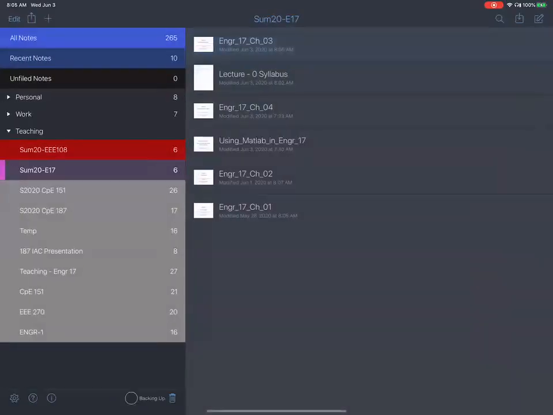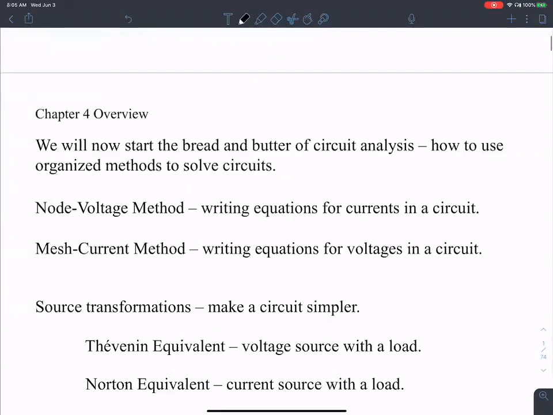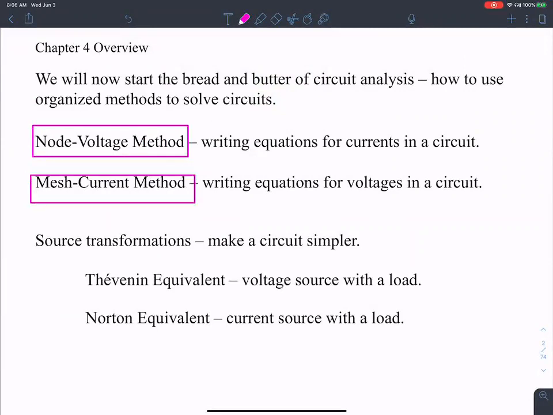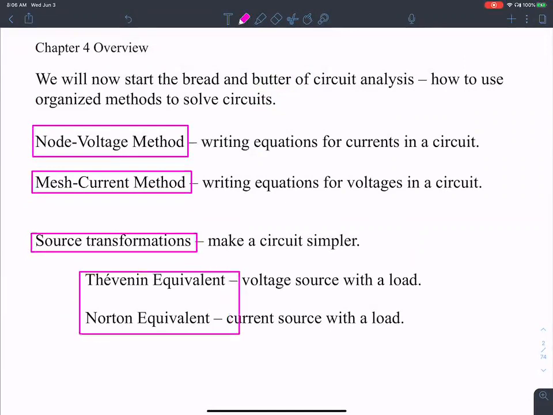I mentioned that this course is all about giving you different techniques for circuit analysis. So we are going to look at more techniques in this class today. Importantly, node voltage method, mesh current method, source transformations, Norton and Thevenin equivalent. The topics that we are going to talk about today in this chapter are node voltage method and mesh current method. These are different techniques to analyze and solve for circuits. Then we look at source transformations, including Thevenin equivalent and Norton equivalent.